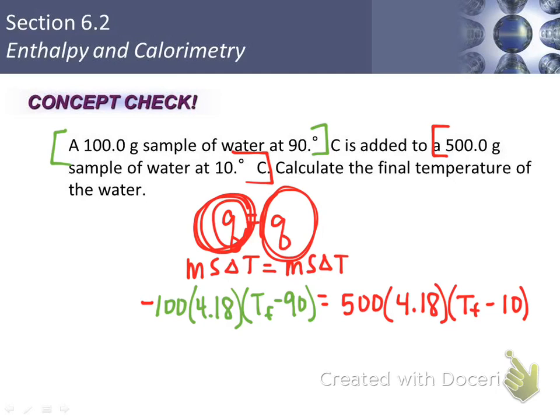So it's not always that the first substance gets a negative or the second. That's not the case. You have to just pay attention to which substance is cooling down. That one gets the negative. Okay, does that make sense?